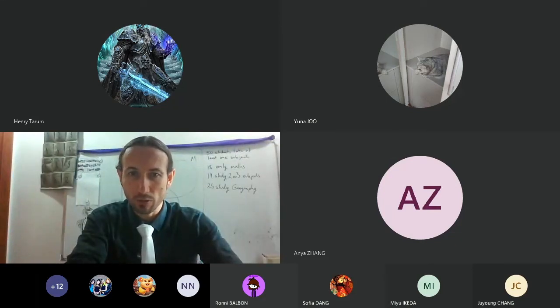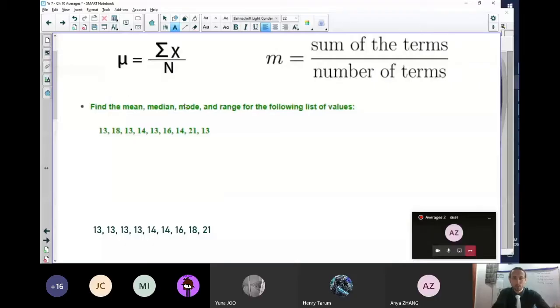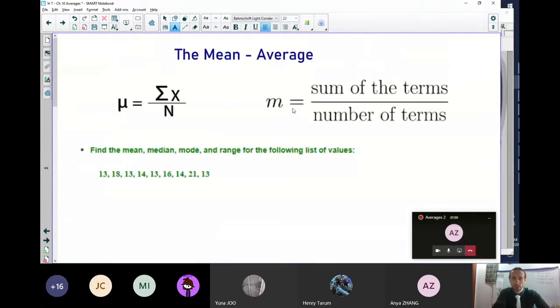I'm going to share my screen with you. Here's our first question: find the mean, median, mode, and range for the following list. Now let's start with the mean.